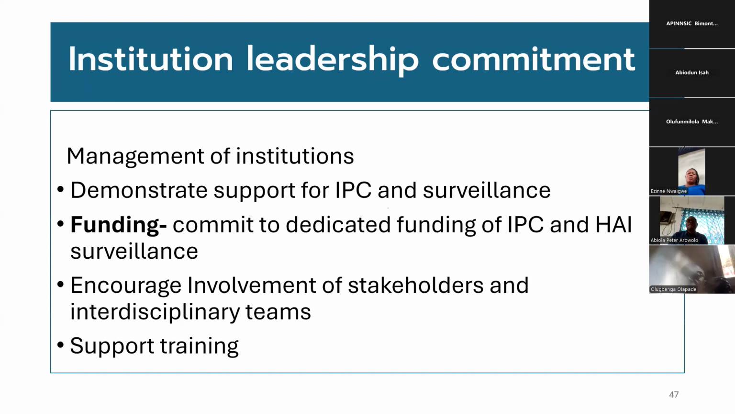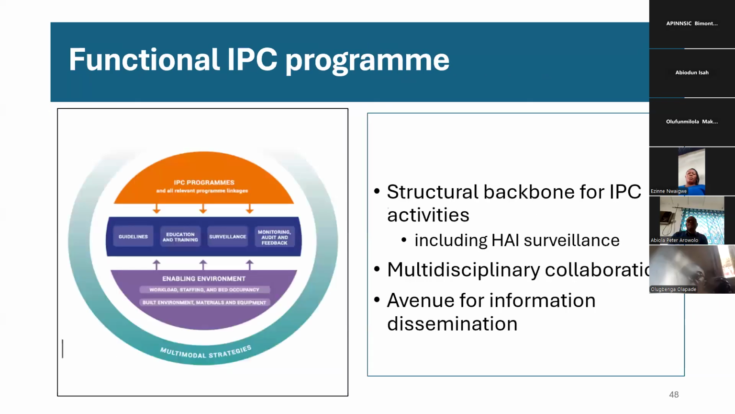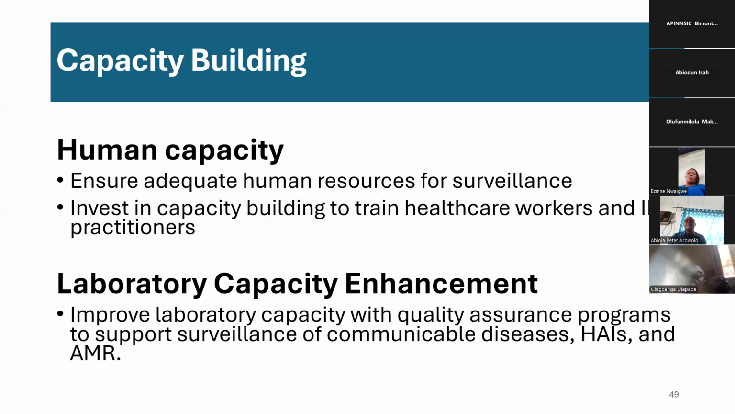A functional IPC program is very important because it's the backbone for all activities, including HAI surveillance. And because it's multidisciplinary, it's also an avenue for you to disseminate your findings. You have to go to all the wards. You can just share your findings because the IPC program would involve every unit that is concerned with infection control. Human capacity, so you need to have adequate resources in terms of manpower who are trained. Laboratory capacity, so you need to have good laboratory backing for IPC and HAI surveillance. Then timely feedback, I've mentioned the importance of timely communication and feedback.